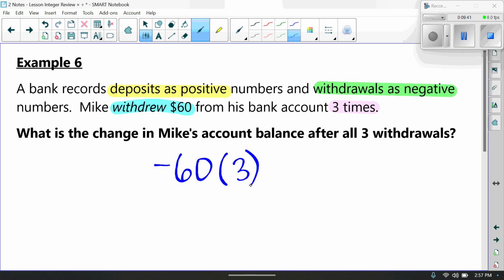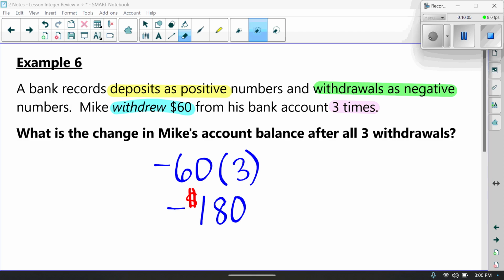Different signs. That means negative. And then, of course, I don't think you need a calculator for this, right? What's 60 times 3? 180. So negative 180 what? Dollars. Very good. Now, the dollar sign goes in front of the number, not behind. That's negative $180. Now, what does that mean? Okay, so because he withdrew, that means that his account balance went down $180. Is everybody clear?